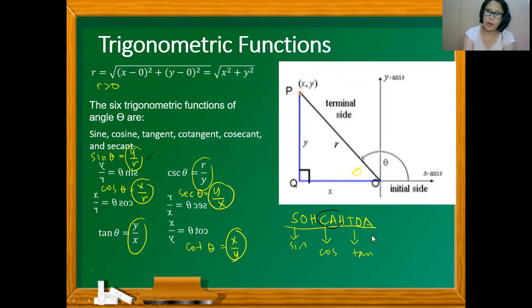And then TOA, T would mean tangent. And then the opposite side of this is y, and the adjacent side is x. So that's why we have y over x. So we got the ratio of each trigonometric function value here by also considering the acronym SOHCAHTOA.